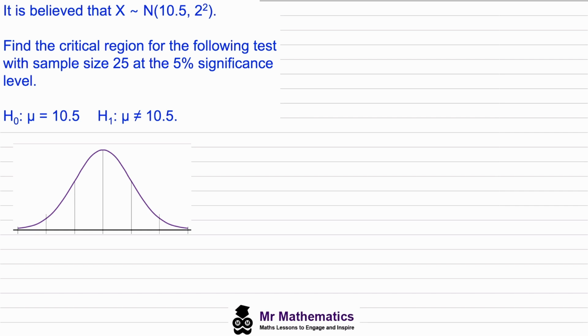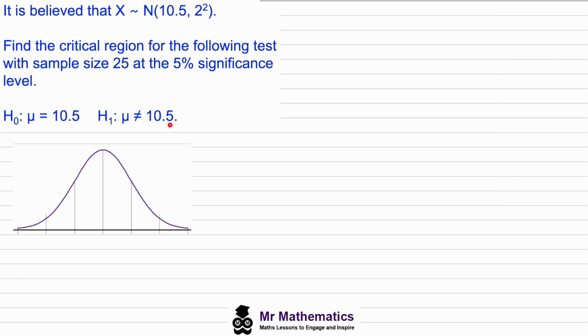We're told that it is believed that X is distributed normally with a mean of 10.5 and a variance of 4. We've been asked to find the critical region for the following test with a sample size of 25 at a 5% level of significance. We're told that the null hypothesis is that mu equals 10.5, and the alternative hypothesis is that the mean does not equal 10.5.